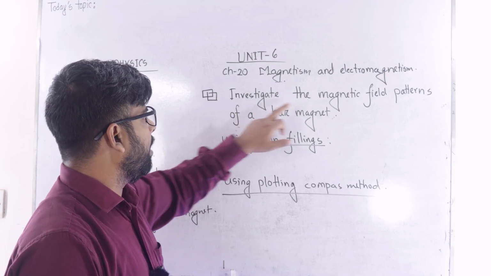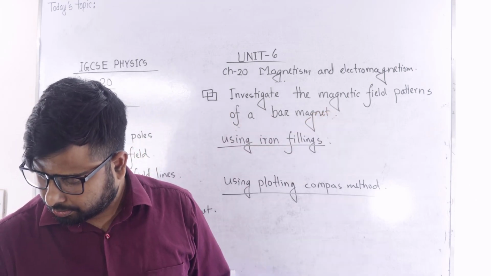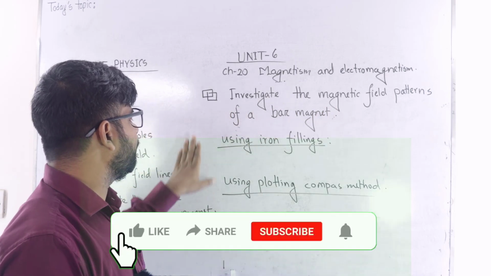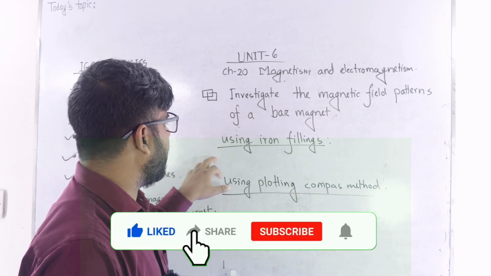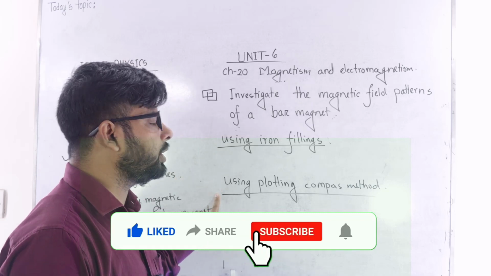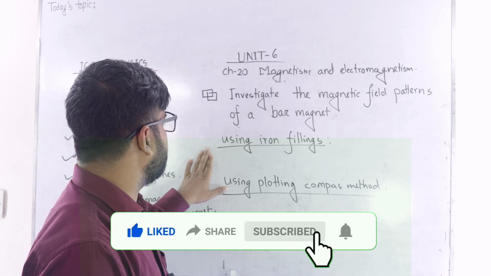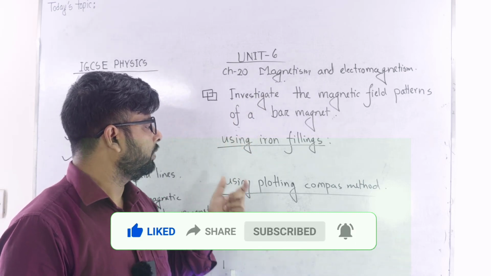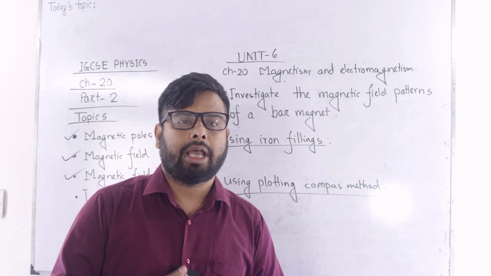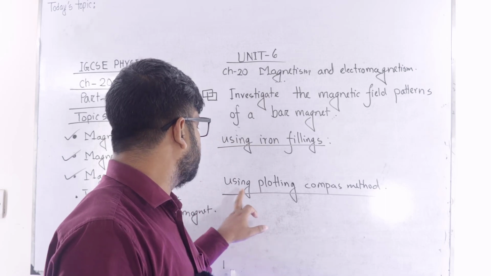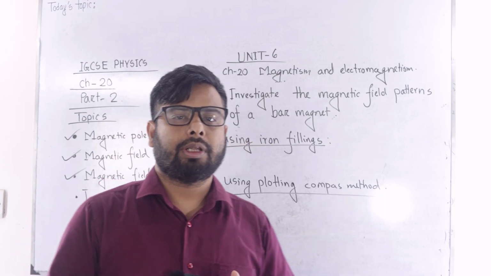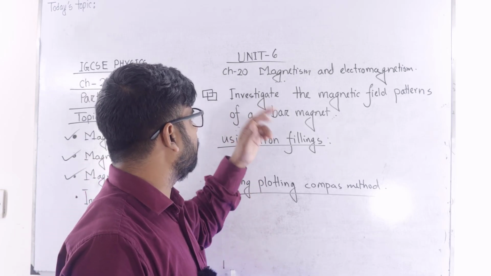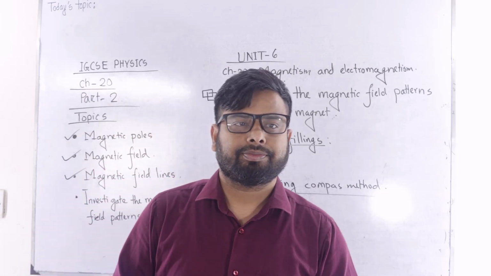Investigate the magnetic field pattern of a bar magnet. There are two methods: the iron filings method and the plotting compass method. The iron filings method only gives the magnetic field pattern around the bar magnet, but the plotting compass method gives the pattern and direction of the magnetic field around the bar magnet.